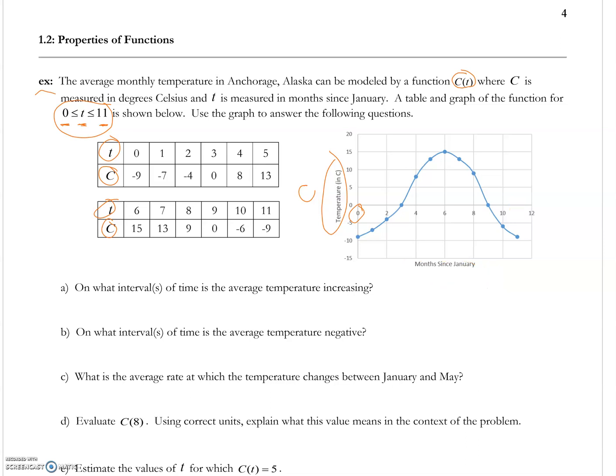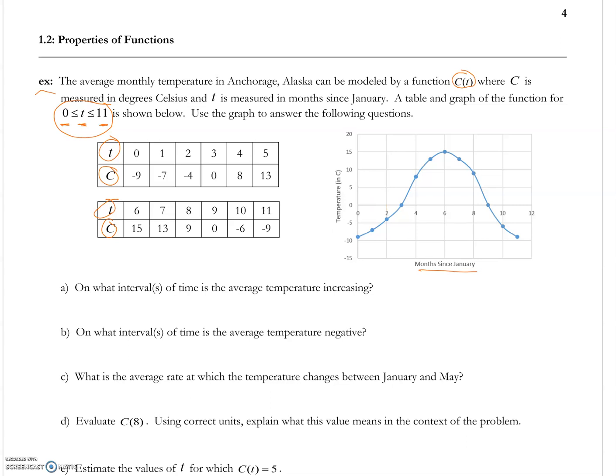When I'm talking about months since January, 0 is 0 months since January, meaning it would be January. 1 month since January would be February. 2 months since January would be March, and so on. So now let's look at the questions.